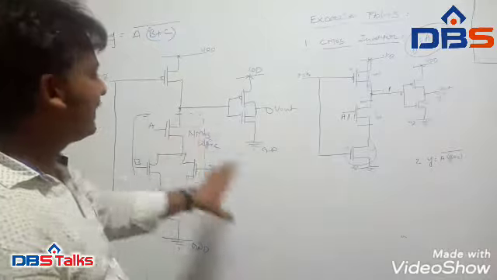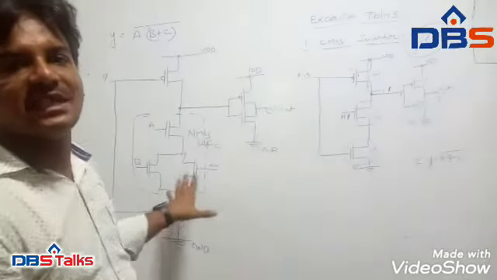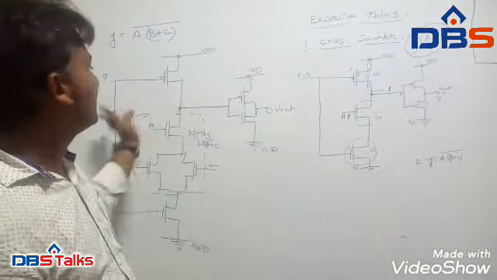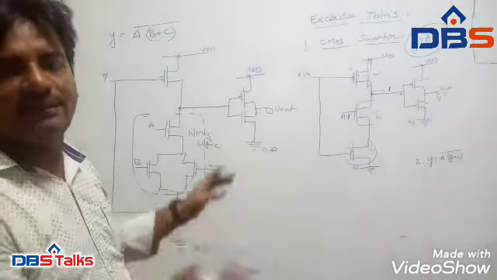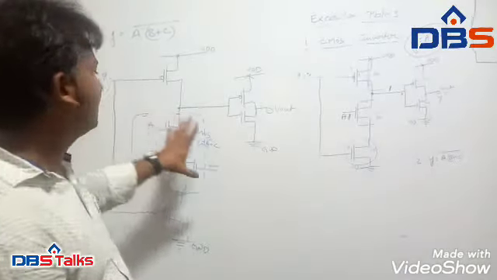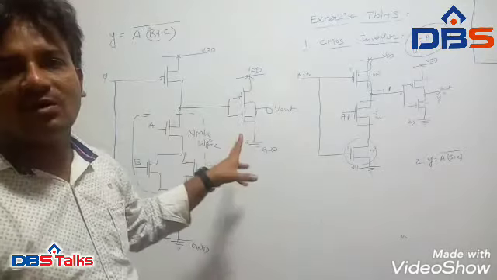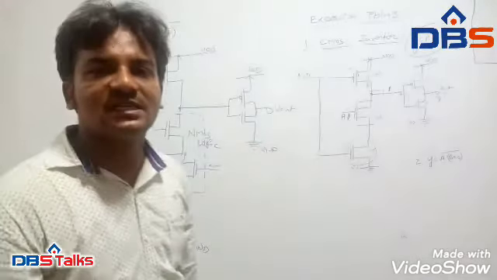Whenever we are writing the truth table for this design, we verify the input and output by applying the cases, case 1 and case 2. In this way we have to design different logic circuits.